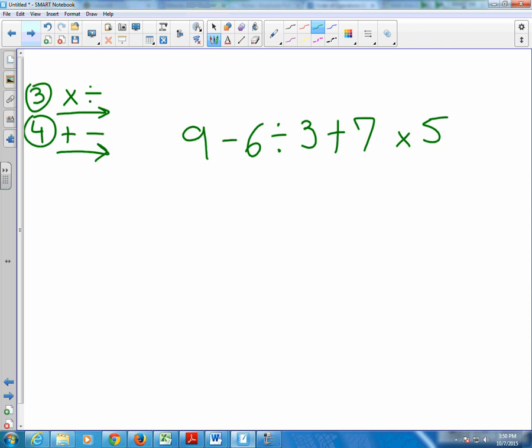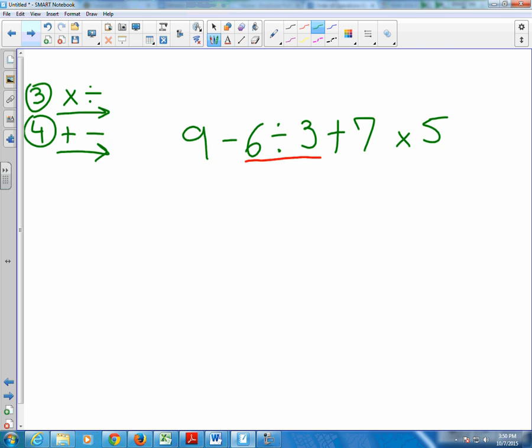Okay, now what operation do you do first? You have to be careful. You said 9 minus 6. That's not the right answer. You have to go to the order of operations. We don't have parentheses. We don't have exponents. But we do have multiplication and division. And then which one comes first from left to right? Look at it. Yes, division is first from left to right.